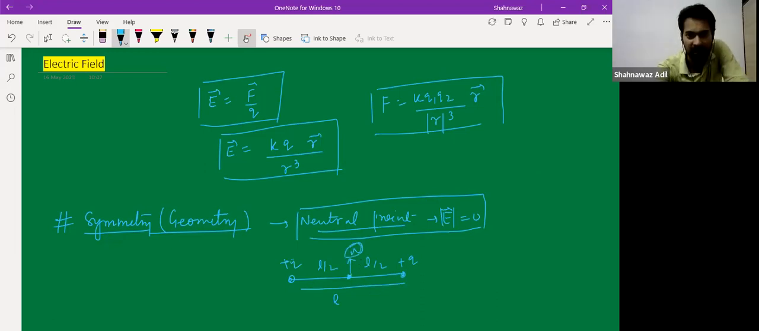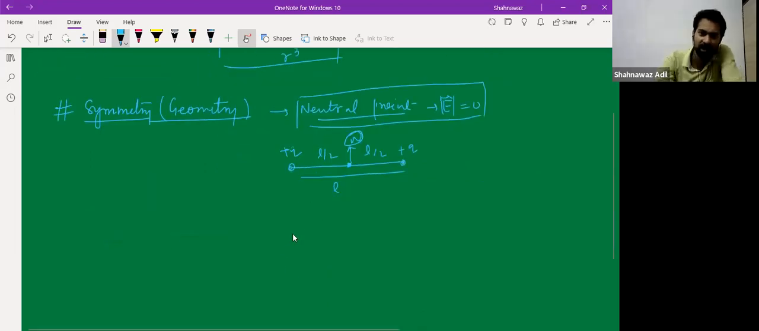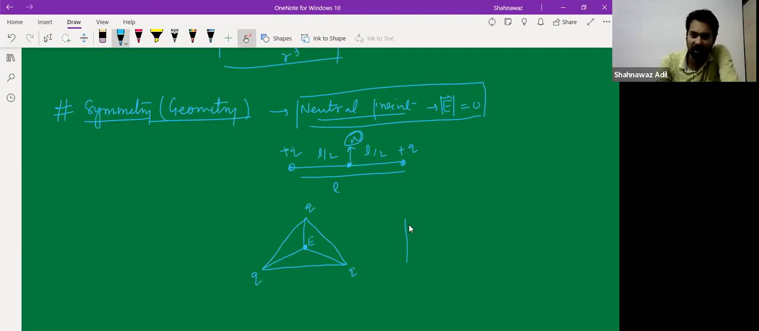And let's say you have some equilateral triangle. At the centroid of this triangle, the electric field will be zero. Similarly, if you have this square, at the center of the square, this electric field will be zero.